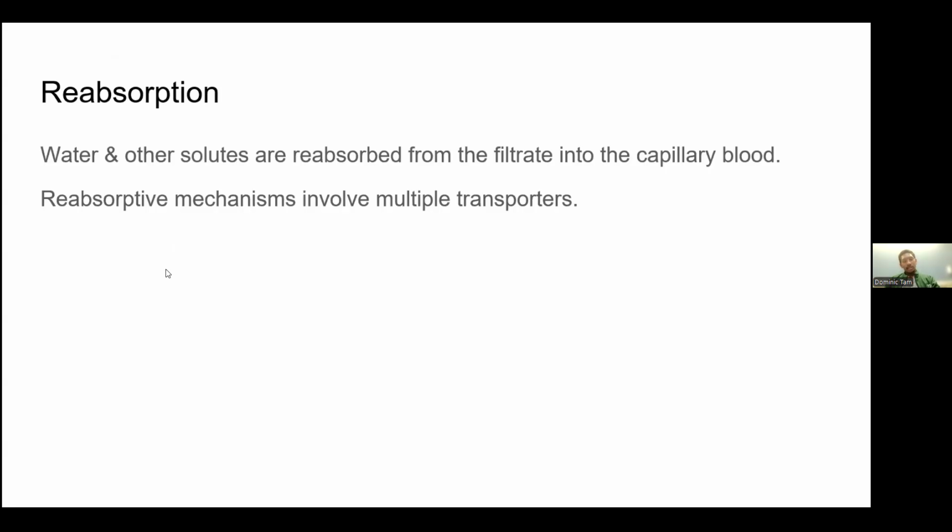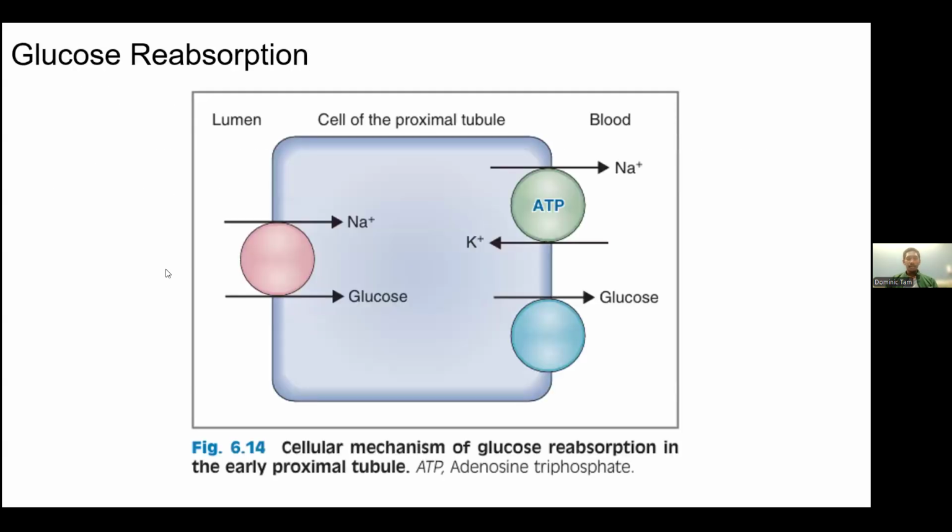So we spoke about filtration. Now let's talk about reabsorption. Water and other solutes are reabsorbed from the filtrate into the capillary blood, and there are multiple reabsorptive mechanisms which exist in the proximal convoluted tubule, which involve multiple transporters. If reabsorption didn't occur, then a lot of the constituents of the extracellular fluid would be lost in urine. In the following slides, we will look at glucose and how glucose is actively reabsorbed, and urea, whereby urea is simply reabsorbed. So, in this image, I just wanted to highlight the movement of the glucose in the proximal tubule.